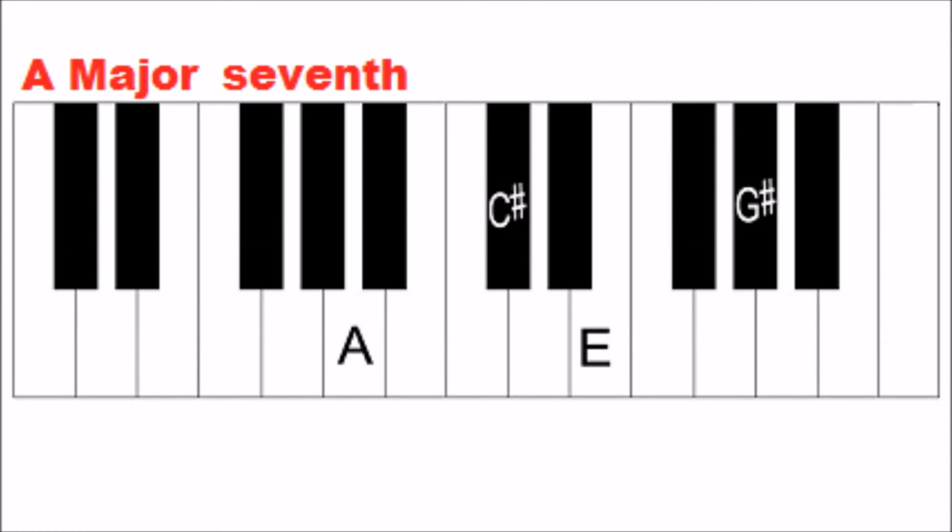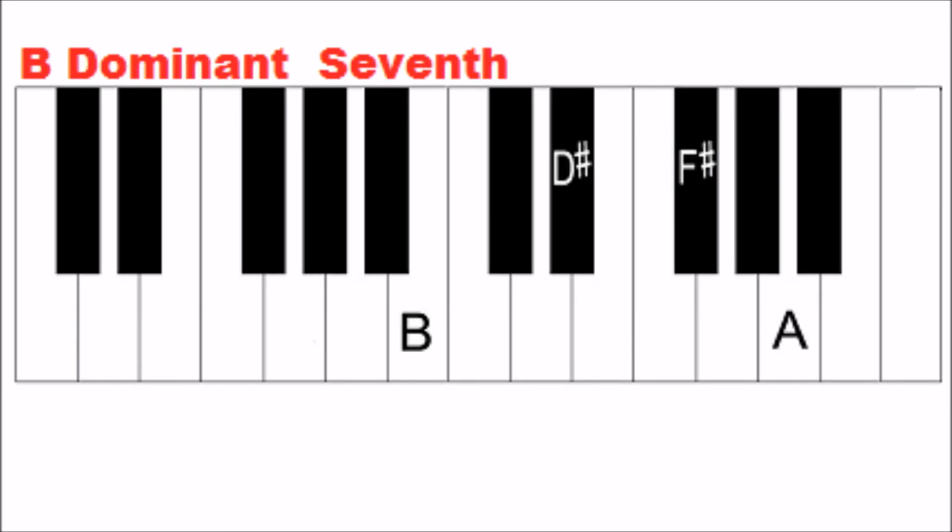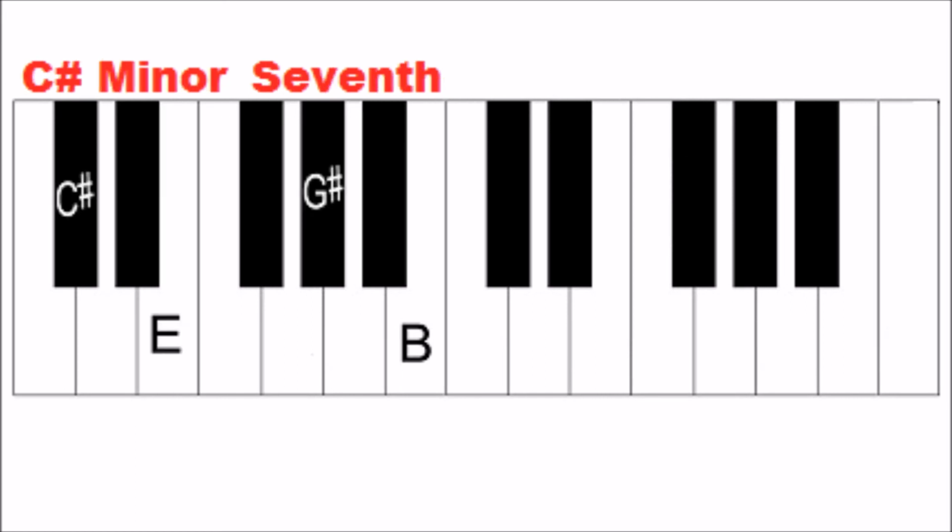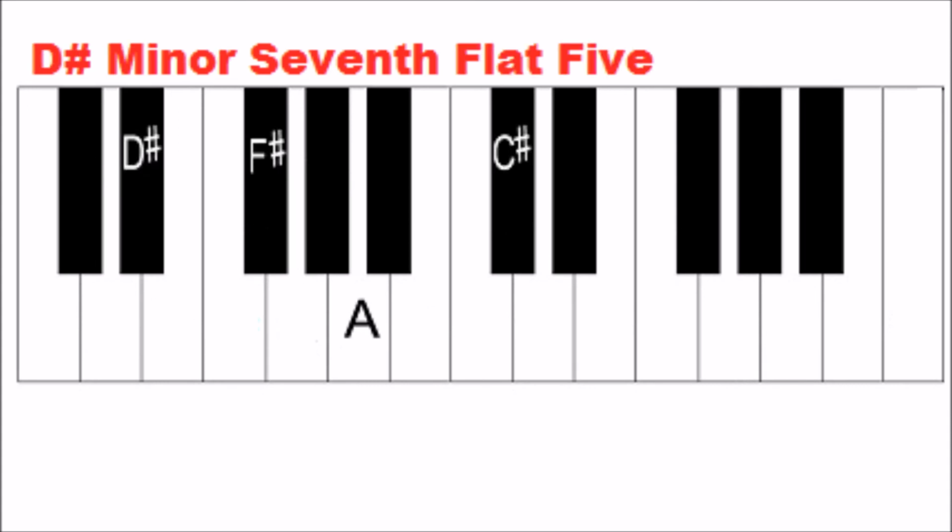The notes of chord 4, A major 7th, are A, C sharp, E, G sharp. The notes of chord 5, B dominant 7th, are B, D sharp, F sharp, A. The notes of chord 6, C sharp minor 7th, are C sharp, E, G sharp, B. The notes of chord 7, D sharp minor 7 flat 5, are D sharp, F sharp, A, C sharp.